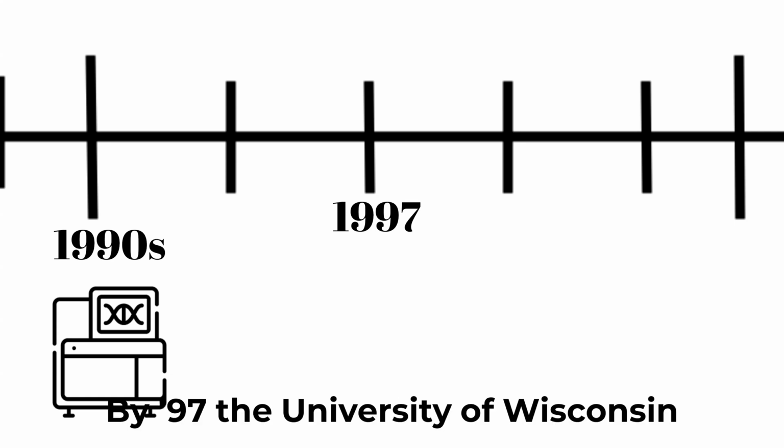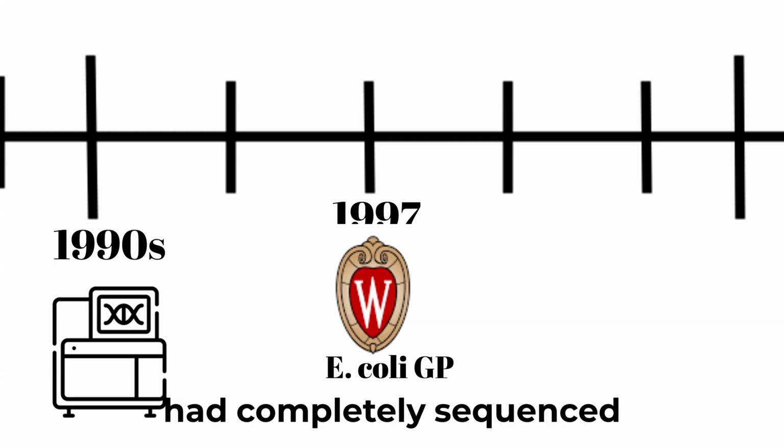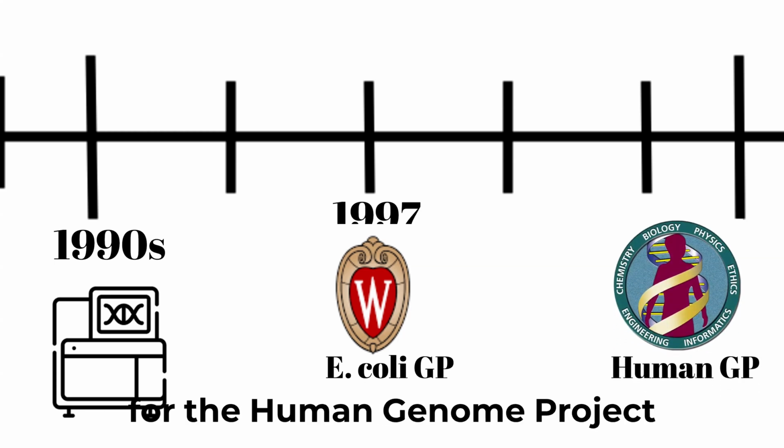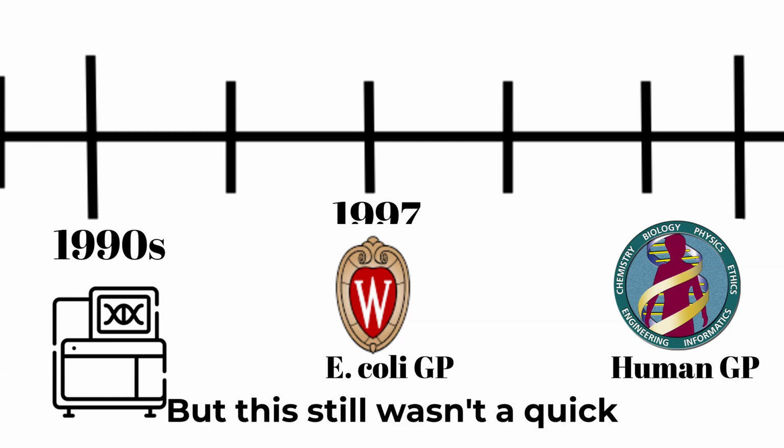By 1997, the University of Wisconsin, through its E. coli genome project, had completely sequenced the E. coli bacteria, the primary bacteria used in research. This gave a substantial boost for the Human Genome Project, which had been going on for several years at this point. But this still wasn't a quick project.